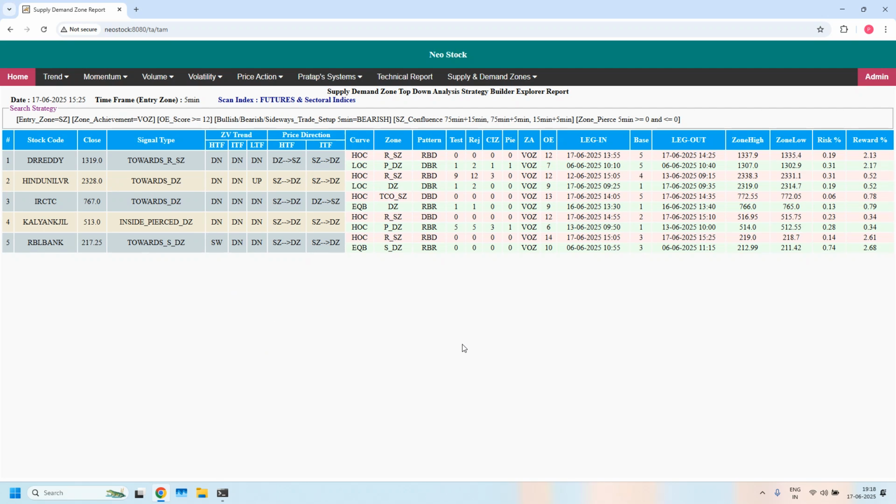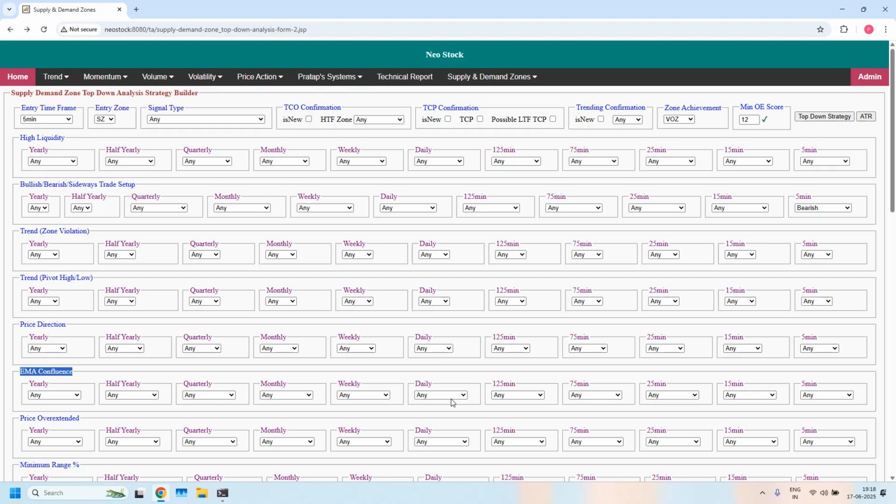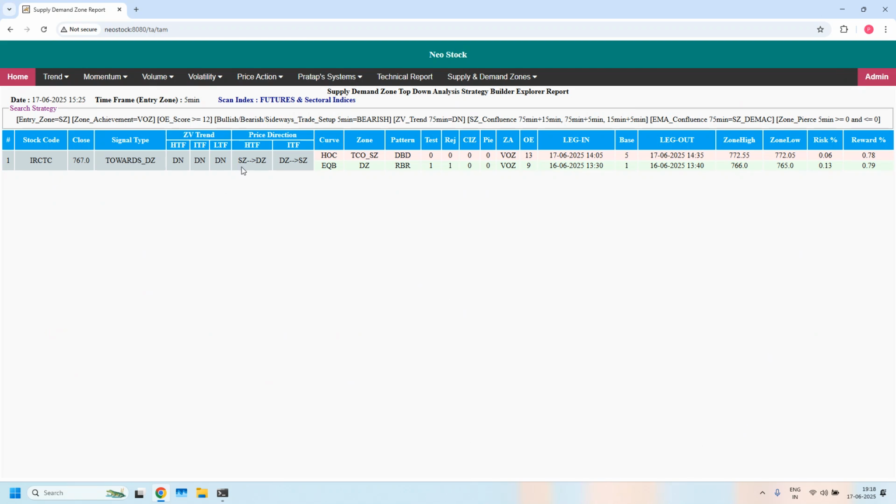Remaining 4, let us check if any 75 minute supply zones are having daily EMA. So in the EMA confluence at 75 minutes time frame, we are checking 75 minute supply zone having daily EMA. At the same time, 75 minutes time frame, trend should not be sideways. It should be downtrend because it is bearish trade setup. So one stock, same IRCTC, again filtered. So this is the only one high probability trade setup in all the hourly income trade stocks. So this is about the bearish trade setup for hourly income trade.